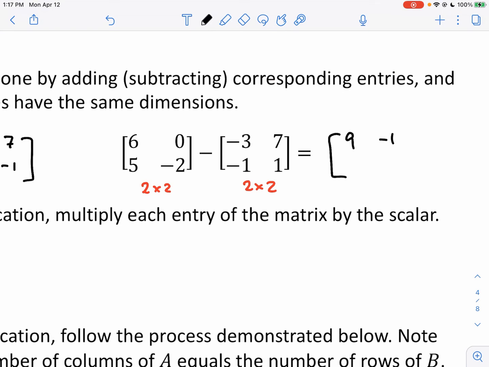Now looking at the 2, 1 position, we do 5 minus -1. 5 minus -1, that's going to be 5 plus 1. It gives me a 6. And then finally, the last position, the 2, 2 position, we do -2 minus 1. That gives me -3.